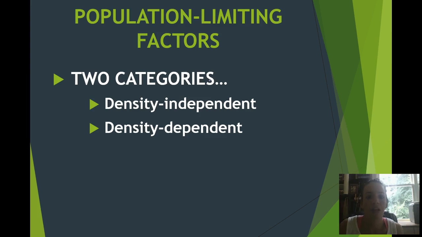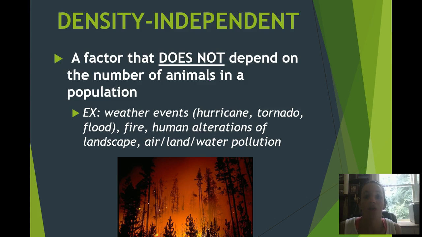There are two categories: density independent and density dependent. Your density independent is a factor that does not depend on the number of animals in a population. These are usually your weather events: hurricanes, tornadoes, floods, fire, or even humans altering the landscape, and pollution. A forest fire isn't going to purposely pick the forest that has the most species in it and choose to start in that forest. It doesn't matter how many species or how few species live in that forest, the fire will impact everybody.